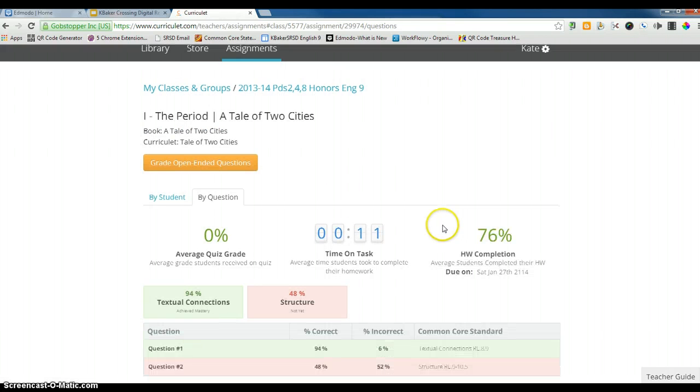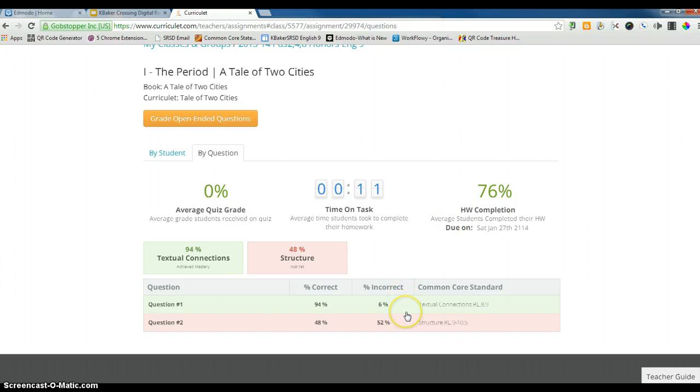I can also look at it by question and see which questions students struggled with the most, and then go check and see, say question number 2, is this a problem because the question itself was poorly worded, or is it content that I need to address?